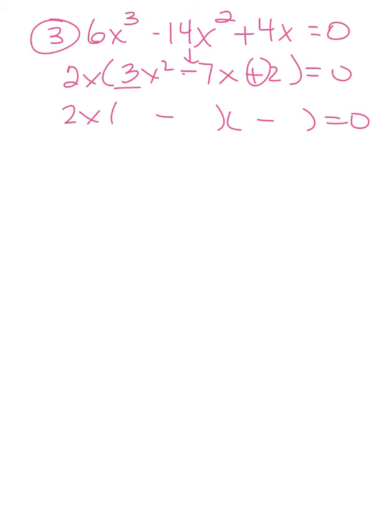I know that factors of 3 are only 3 and 1, so I'll put my 3x here and my x there. Now, since the signs are the same, I'm looking for a combination of 2 and 1 that when I add them together I get 7. So I'm going to put my 2 here and my 1 here.